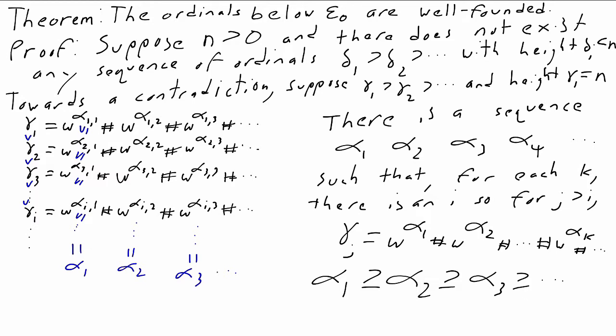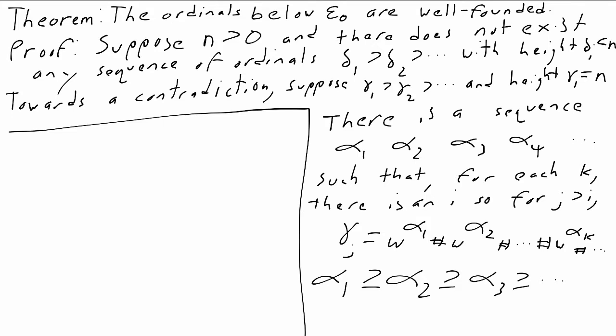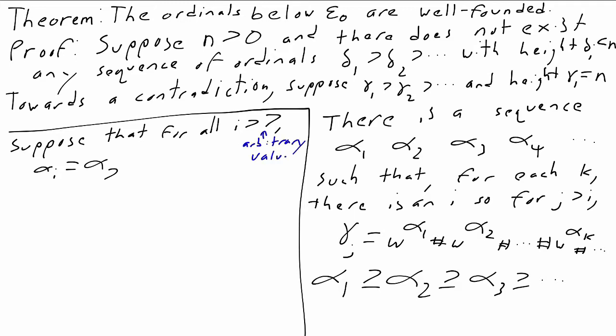One thing we could imagine is that the sequence of alphas stabilizes. Maybe there are finitely many values of i where the alphas decrease, so alpha i is greater than alpha i plus 1, but then there's some last value, and after that the sequence is constant. Let's suppose this happens and get a contradiction. Suppose there's some value, say alpha 7 is the final value, so alpha 7 is equal to alpha 8 is equal to alpha 9, and this just goes on forever.